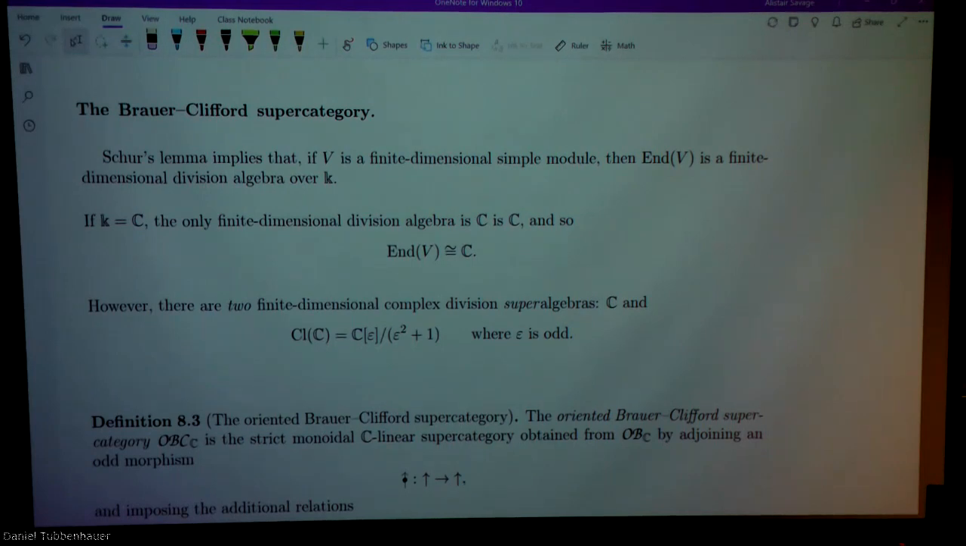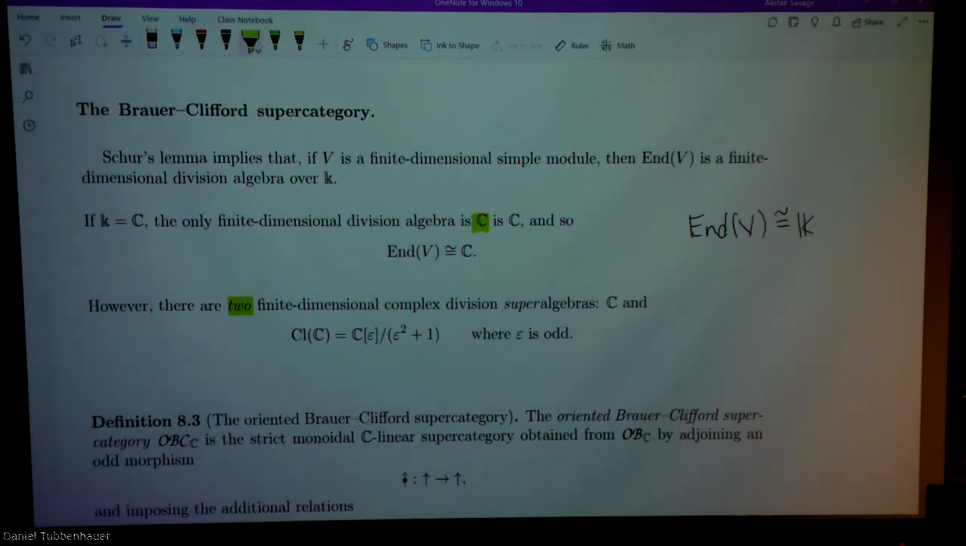So there's one other thing you can do when you're in the super world. Remember this assumption we made that the endomorphism algebra of our generating object, say let's call it V, is the ground field. And I justified that by saying you should think of this as a simple object. And so Schur's lemma tells you that the endomorphism algebra is just the ground field if your field is algebraically closed. However, in the super world, even if you work with complex numbers, Schur's lemma tells you there are two possibilities, because what Schur's lemma really tells you is that the endomorphism algebra is a division superalgebra.